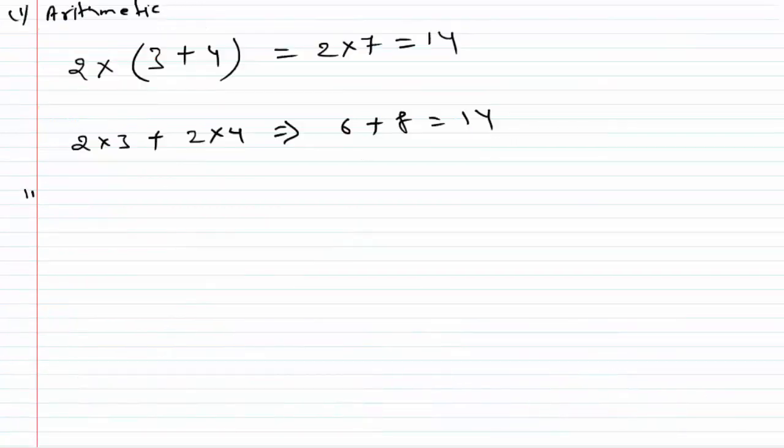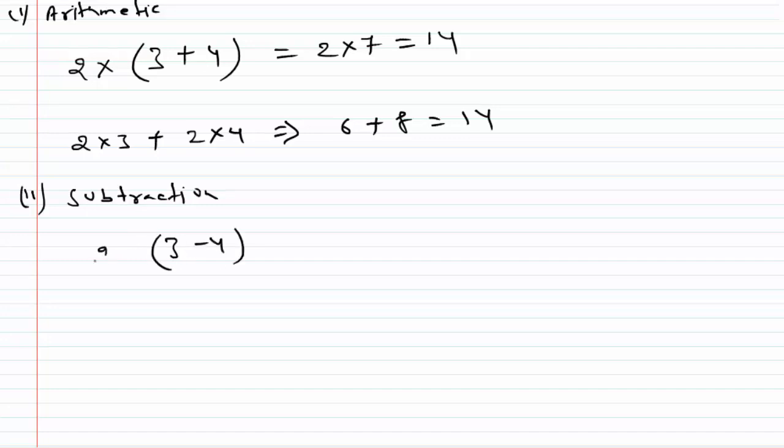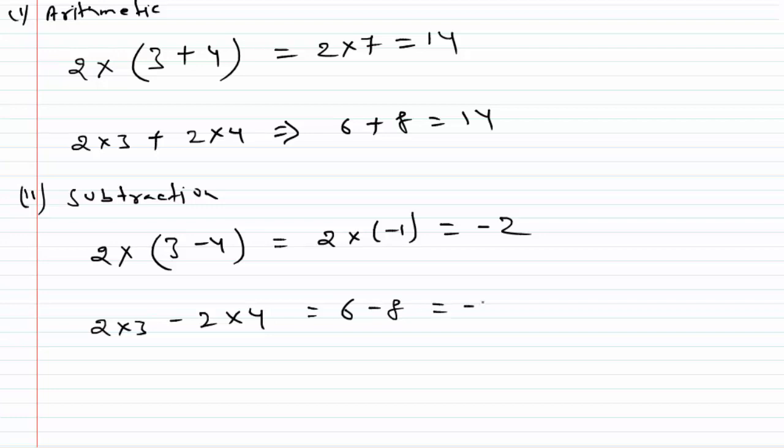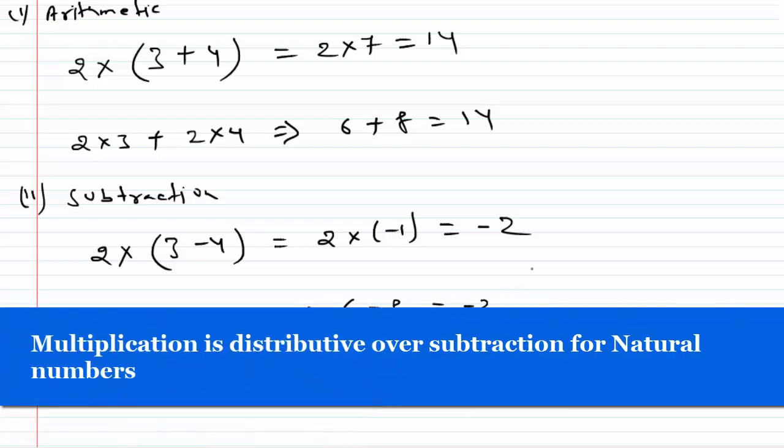Let's try for the next operation, that is subtraction. Again you need to subtract 4 from 3, but you also need to distribute 2 to them. So this can be solved as 2 into minus 1, which gives minus 2, and in the second form of the expression you can write it as 2 into 3 minus 2 into 4, and here you will get 6 minus 8, that is equal to minus 2. So here also the result of both the expressions is same. So here we will say that multiplication is distributive over subtraction for natural numbers.